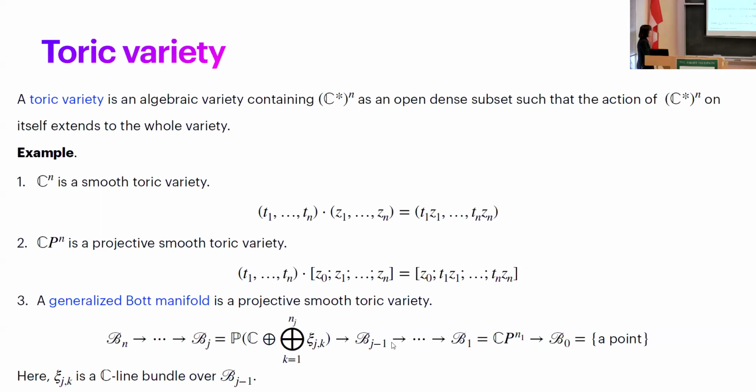It is an iterated complex projective space bundle. Originally, a Bott manifold, the Bott tower, was introduced by Professor A. I. Carson, and then Professor Masuda and Professor Dong-Yeop Suh generalized the notion of Bott tower to the generalized Bott tower. When the n_j are all 1, we omit "generalized", and it's just called the Bott manifold.